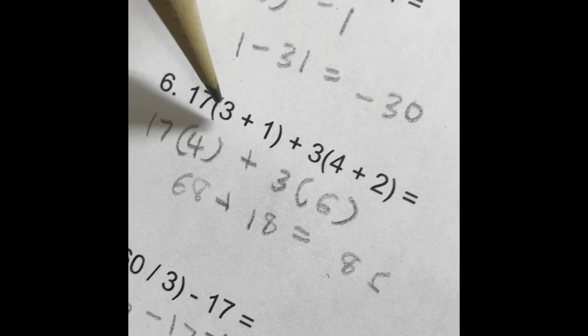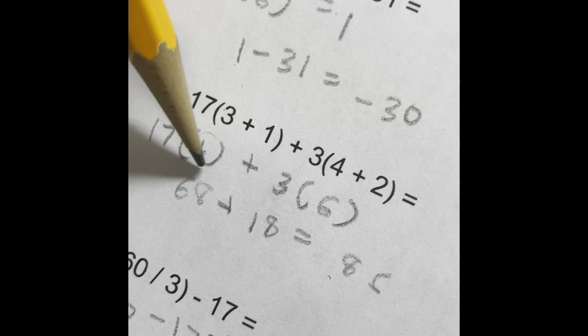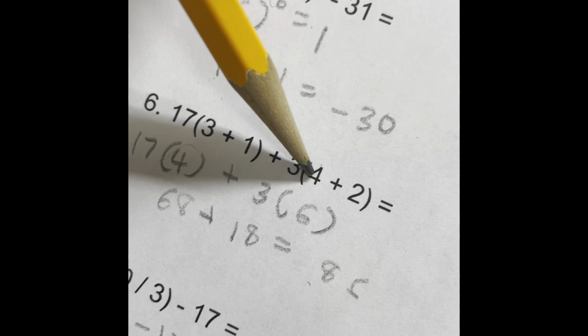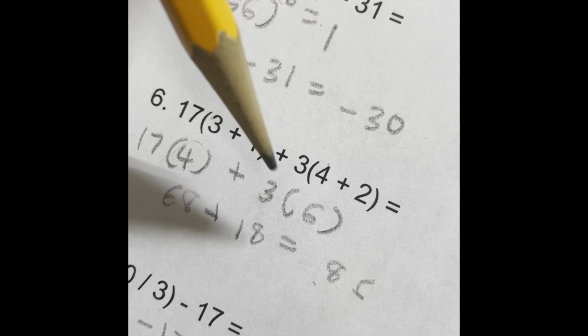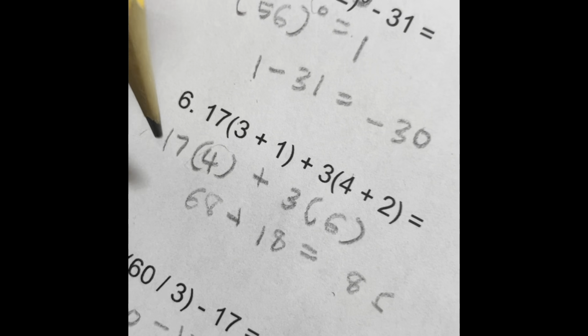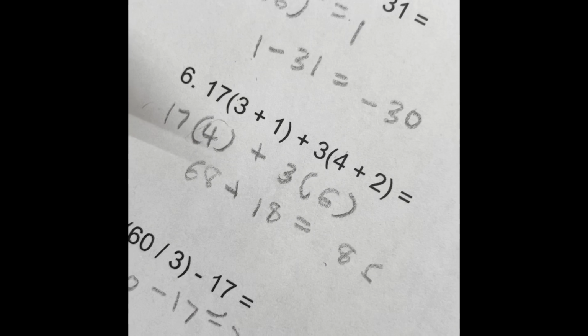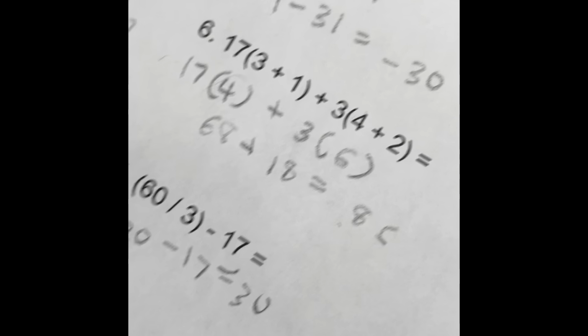For this one, 3 plus 1 is equal to 4. And for this, 4 plus 2 is equal to 6. So we multiply with the outside. 17 times 4 is equal to 68. 3 times 6 is 18. So 68 plus 18 equals 86.